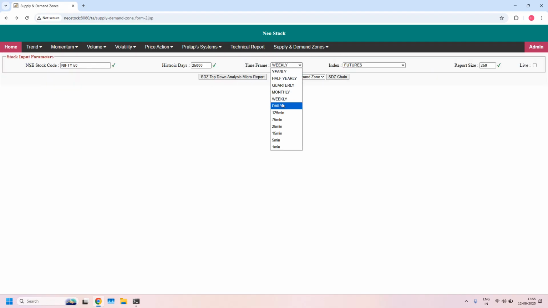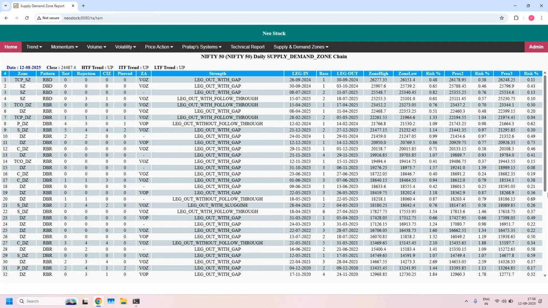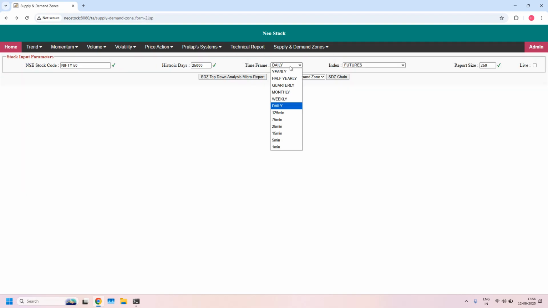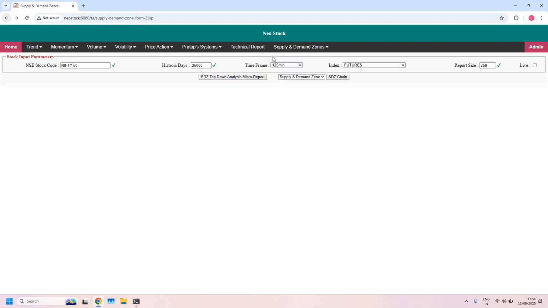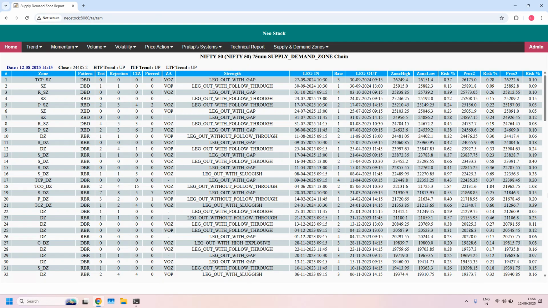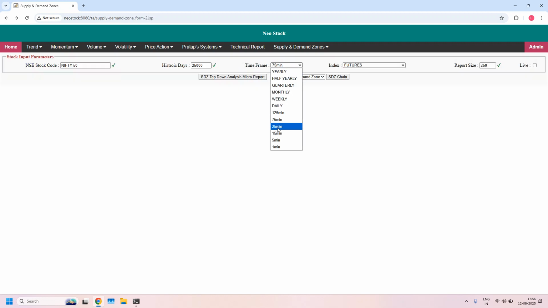Next, generating daily supply demand zone chain for NIFTY. Next, generating 125 minutes supply demand zone chain for NIFTY. Next, generating 75 minutes supply demand zone chain for NIFTY. Next, generating 25 minutes supply demand zone chain for NIFTY.